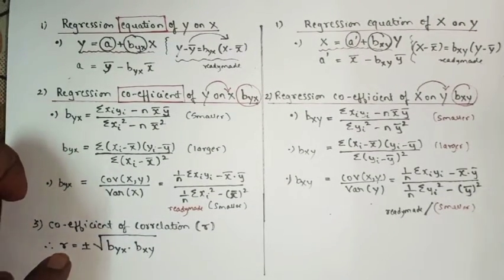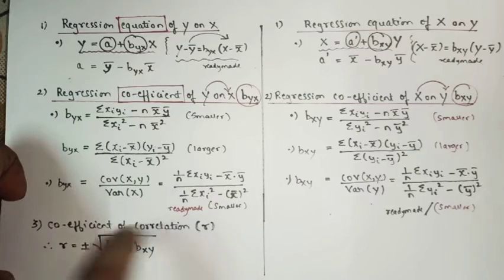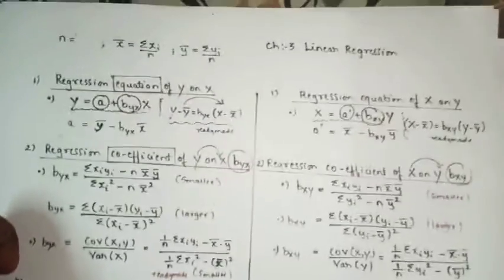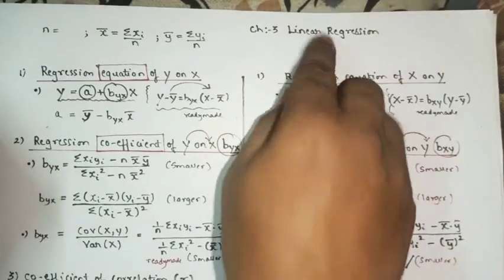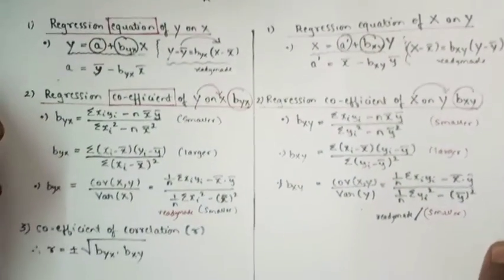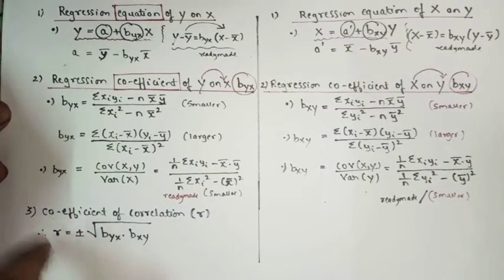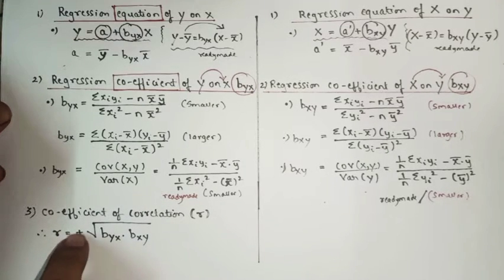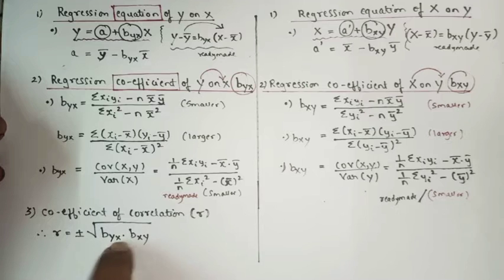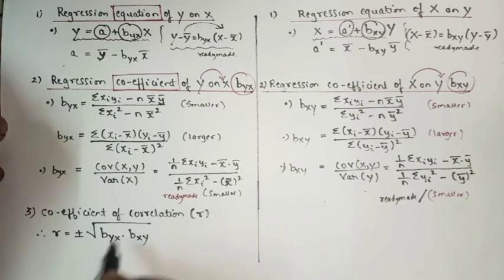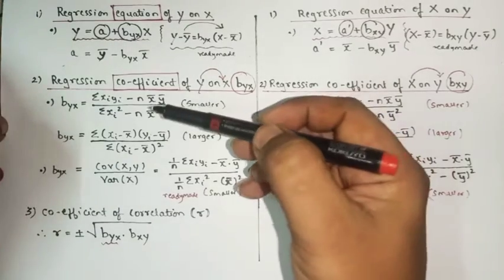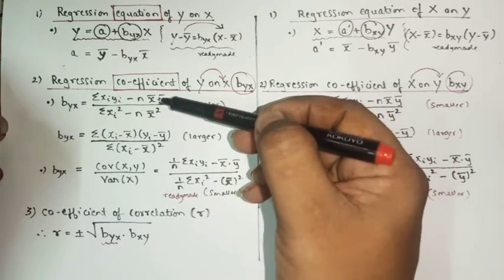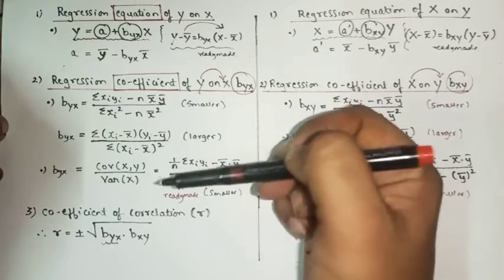This is small r. The small r is known as the coefficient of correlation. The chapter name is regression, and this is correlation. Small r stands for correlation. So for correlation, here we have plus minus square root of byx times bxy. Yes or no? We can find byx by using three formulas.